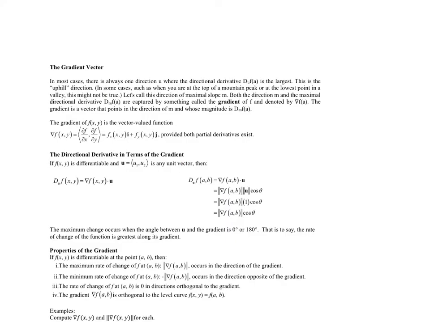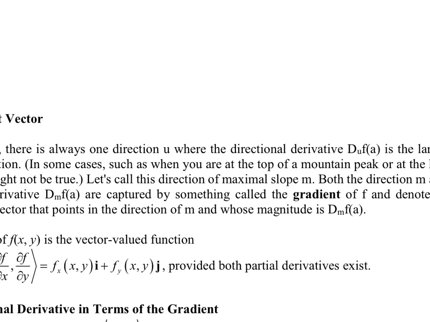In most cases, there's always one direction u where the directional derivative is the largest. This is the uphill direction. In some cases, such as when you're at the top of a mountain peak or the lowest point in a valley, this might not be true. Let's call this direction m. Call this the direction of maximal slope.